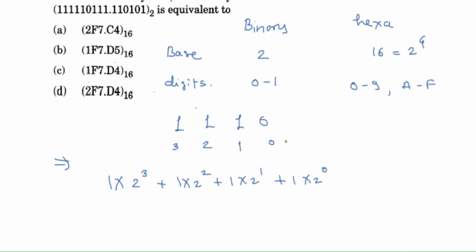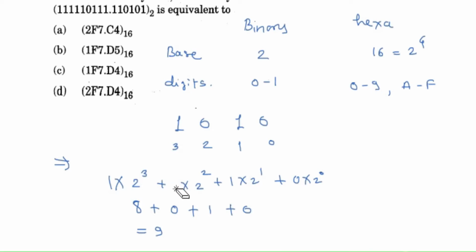If a digit is 0, then it will simply be 0 into 2 raised to that position. So let's take the number 1 0 0 1: this will be 8, this will be 0, this will be 0, and this will be 1. So the equivalent value in decimal will be 9. And 9 is already part of the hexadecimal digits, so you can simply write it as a hexadecimal digit.